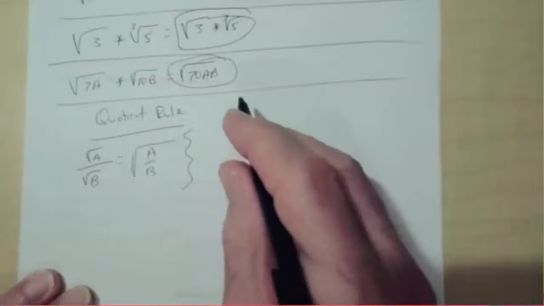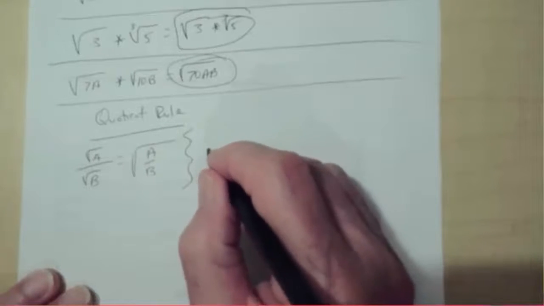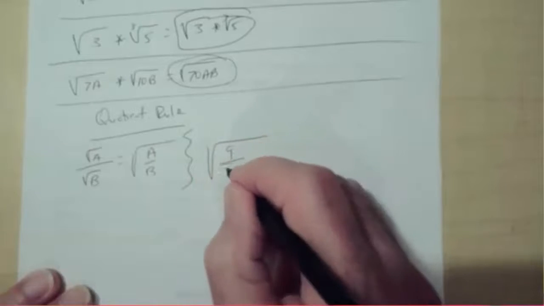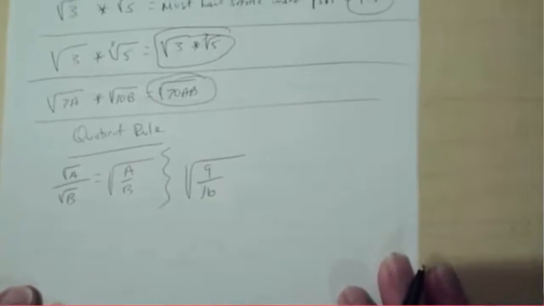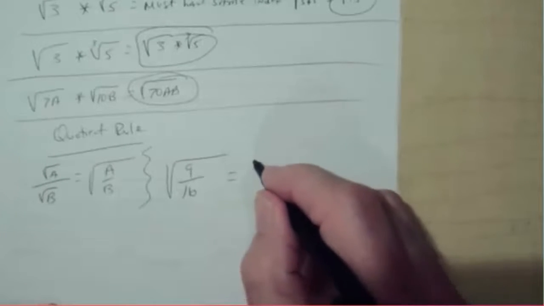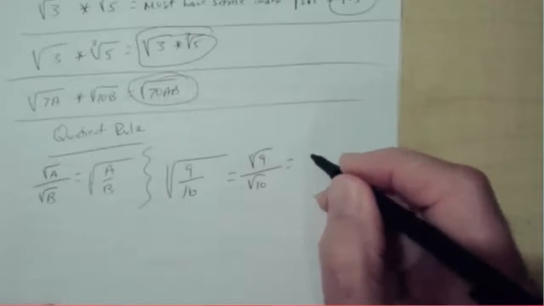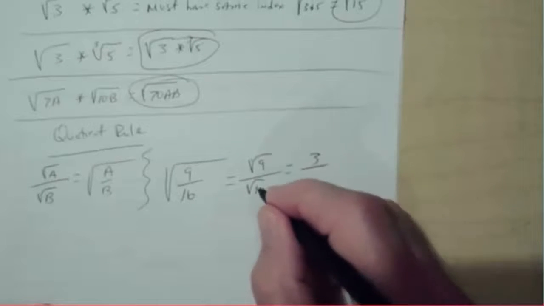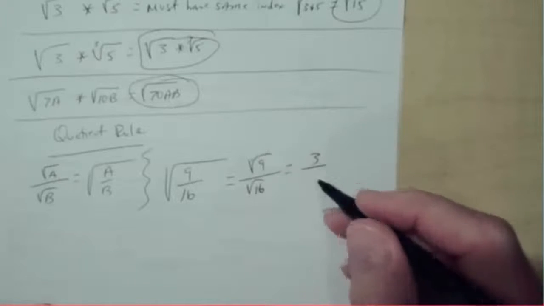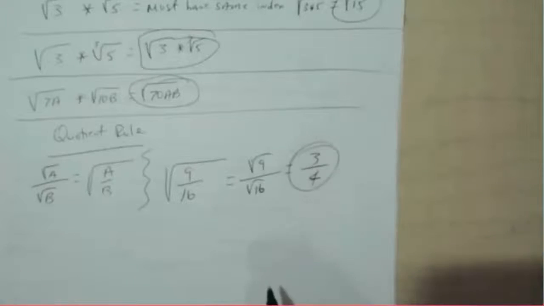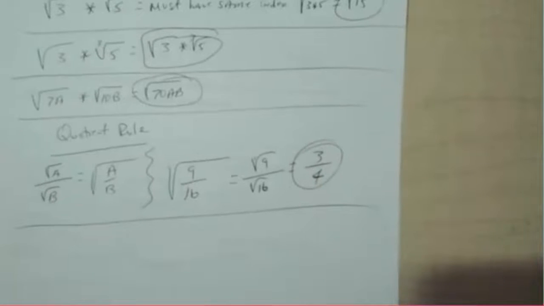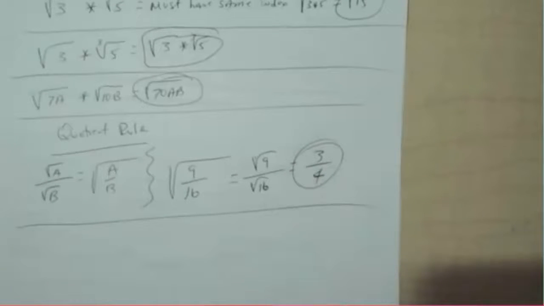Now, what if we have this? Square root of 9 over 16. This is the same thing as if we went backwards from here. We could have the square root of 9 over the square root of 16. And the square root of 9 is 3, over the square root of 16, which is 4. Actually, it's going to be plus or minus. But anyway. Okay, everybody got that? Okay.